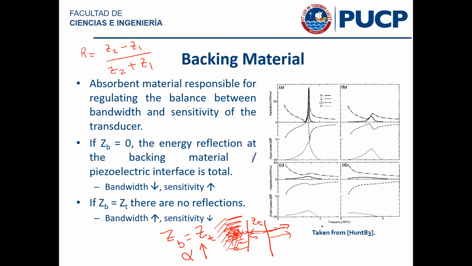If you match the backing material the way we're describing right now, it would produce a very broad output signal, but that signal would have a very low amplitude. Whereas if you place a backing material that's equal to air, or something like that, you would have a signal that's completely mismatched with the piezoelectric in terms of impedances. You would have a very large output signal, but a very narrow bandwidth.